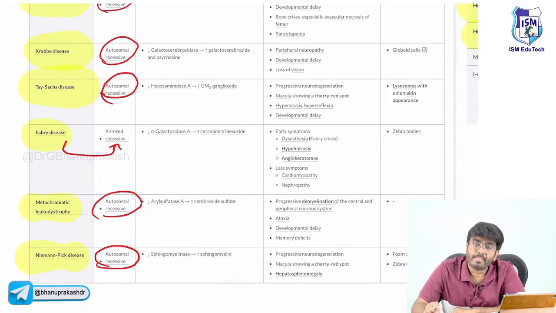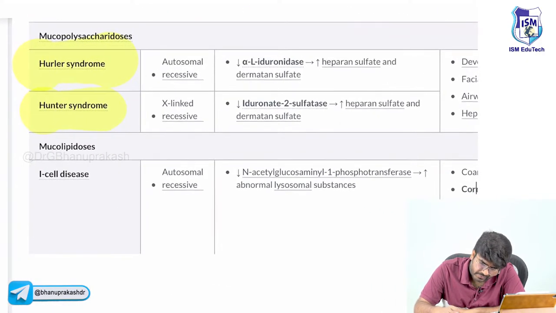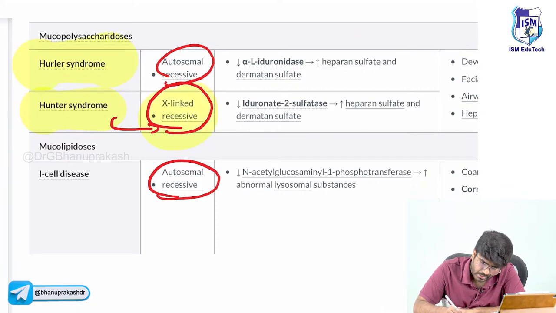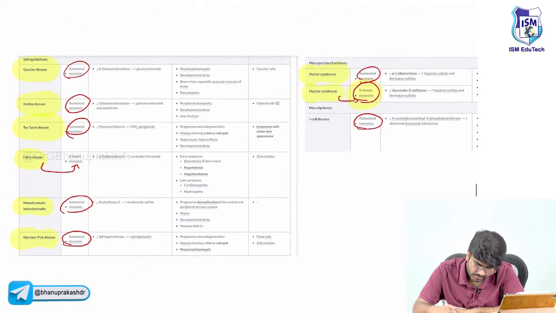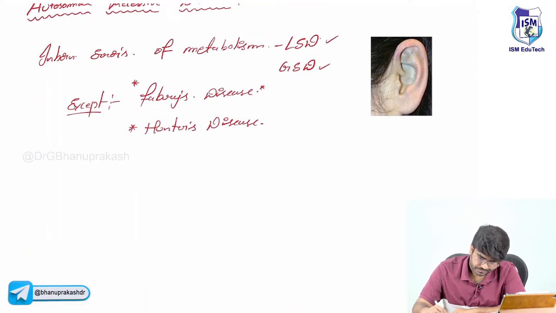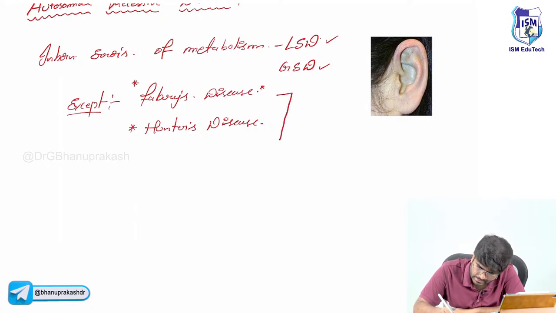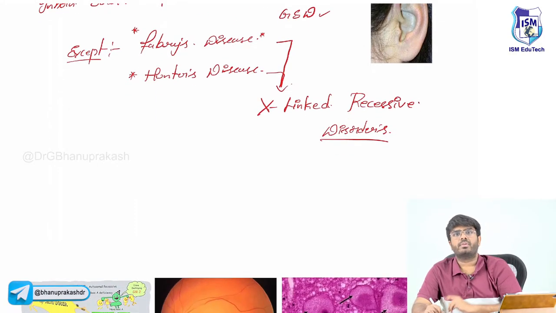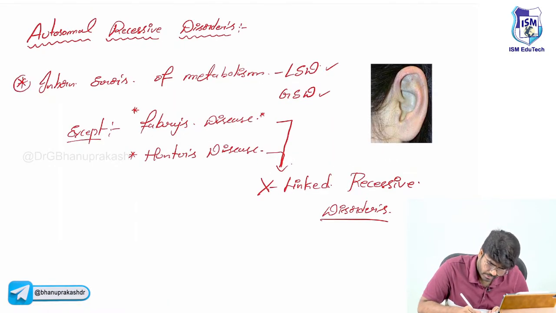Fabry's disease. And also on this side, everyone is autosomal recessive except Hunter. Hunter is autosomal recessive. Sorry, X-linked recessive. And Fabry's is also X-linked recessive. So Fabry's and Hunter's are X-linked recessive disorders. That's one important MCQ which you should know.